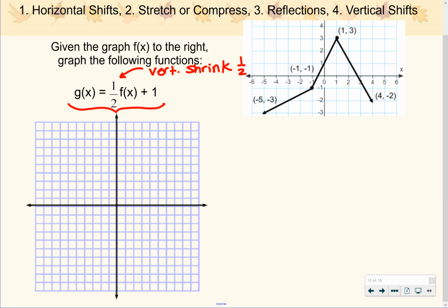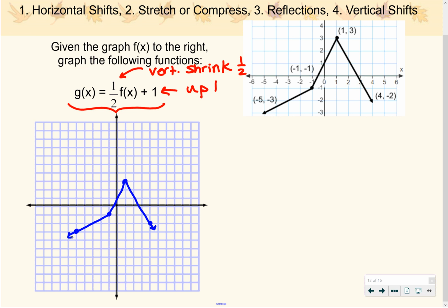I also have a +1 at the end. What's that going to do to this graph? It's going to move it up 1. Okay, so I know the two things I have to do with my sets of points. I'm just going to sketch those points one more time: -5, -3, -1, -1, 1, 3, 4, -2. And there's arrows at the end of it. Okay. All right, I need to do those two things.